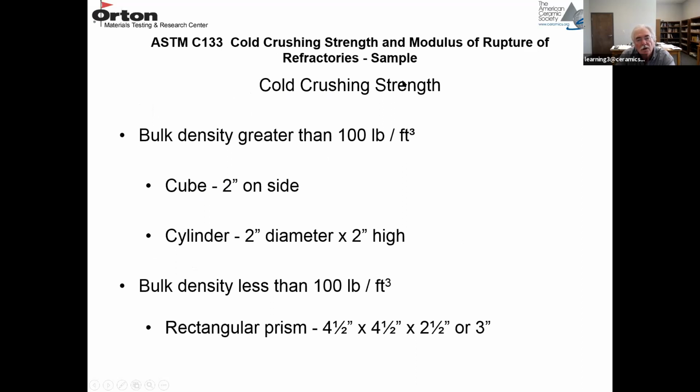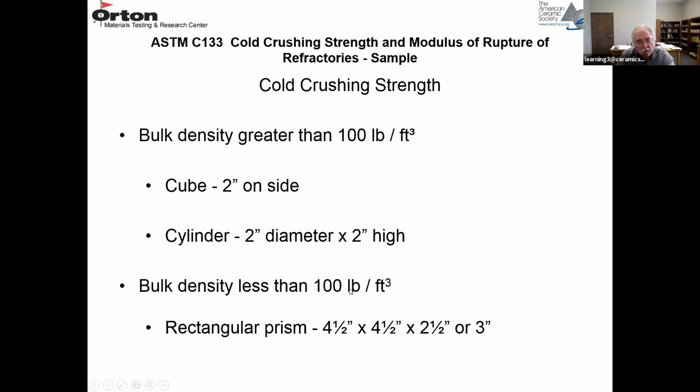So we'll do cold crushing strength, or compressive strength, first. For refractory materials, it's divided into two groups. If the bulk density is greater than 100 pounds per cubic foot, you use a certain sample size and certain test conditions. And if the bulk density is less than 100 pounds per cubic foot, you have a different size sample. So denser materials, you use a smaller sample, a 2-inch cube, or a 2-inch diameter cylinder, 2 inches high.